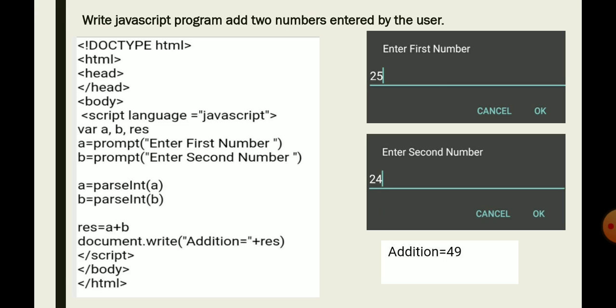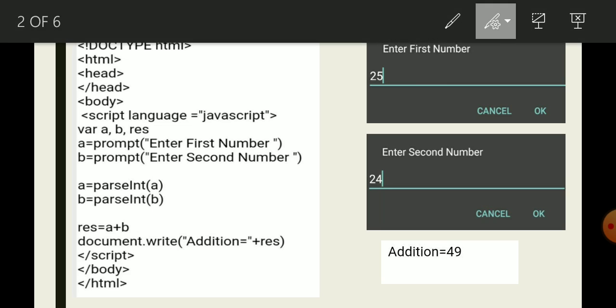This program we saw in the previous lecture also, but without the prompt function. In that example, we assigned the values in the program itself. In this program, three variables are used. A and B are used for storing the two numbers, and the res variable is used for storing the result of the addition.